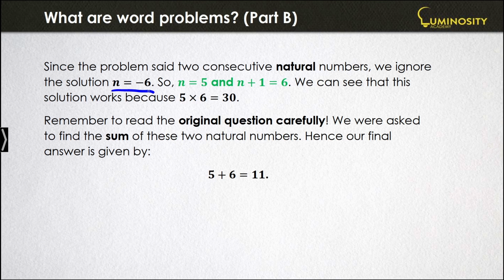But remember to read the original question carefully. We were asked to find the sum of these two natural numbers. Hence, our final answer is given by adding these two numbers, 5 plus 6, which is 11.